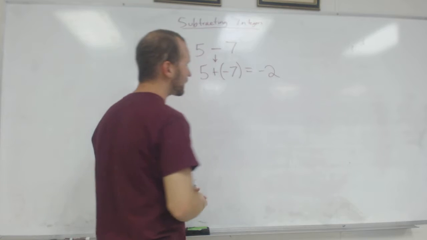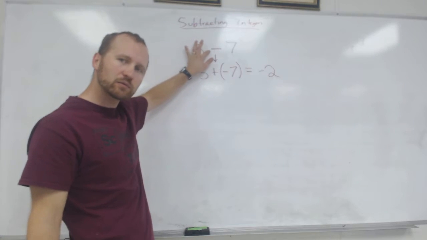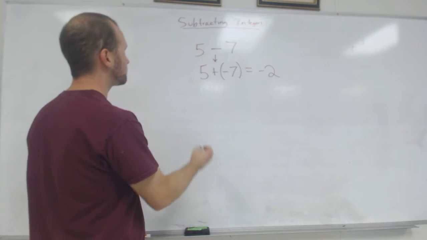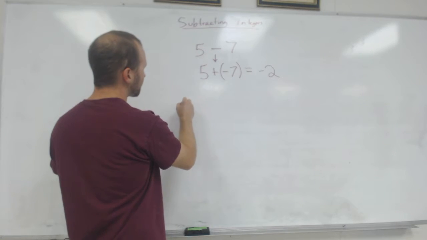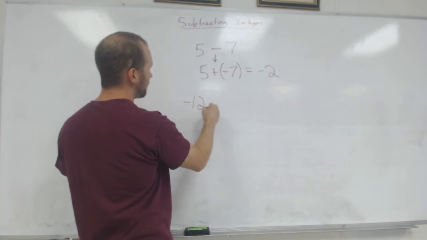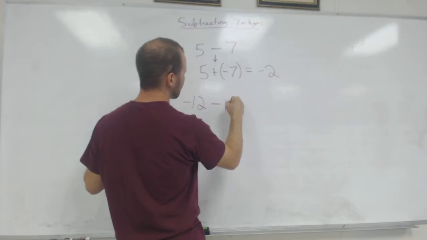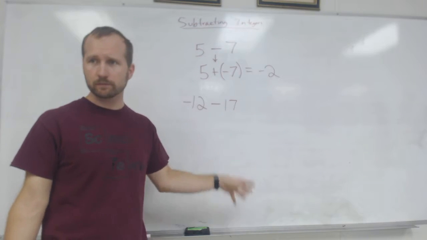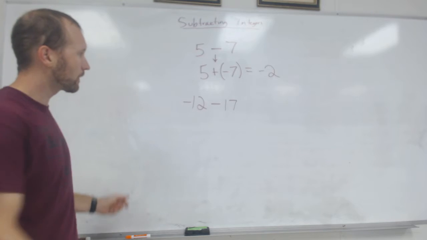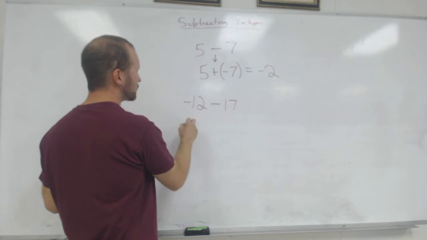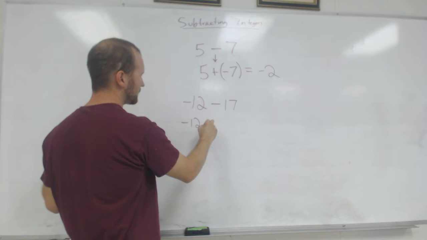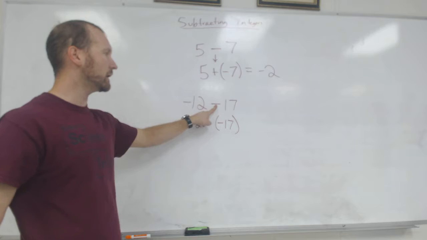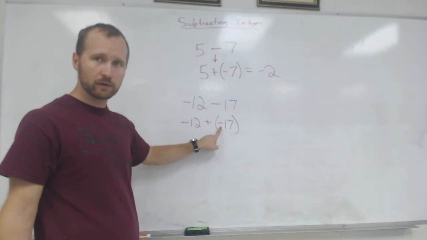So it's the same thing, but there's this extra step of turning our subtraction into addition. So this works for a lot of different types of problems. What if I had negative 12 minus 17? How can we turn that into an addition problem? We're going to turn the minus into plus a negative.